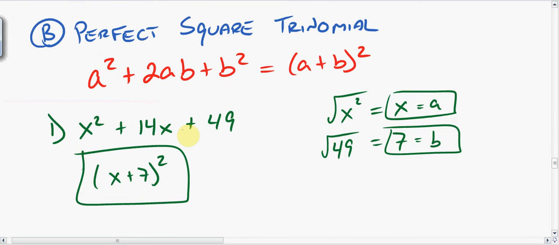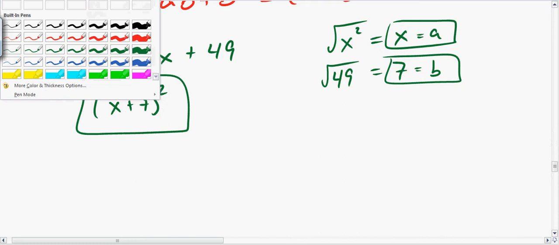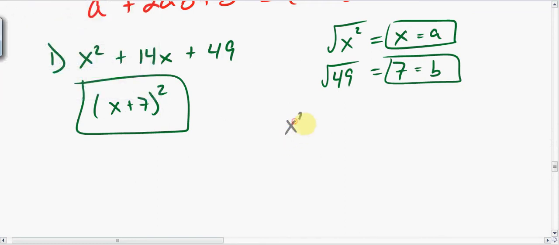Alright, so I alluded to the fact that yes, you can do it the quote-unquote old-fashioned way, or the way we looked at in the first two sections, and I'll show you that real quick here. I'll do it in another color. Alright, so we'll do it over here in gray. So I've got x squared plus 14x plus 49.